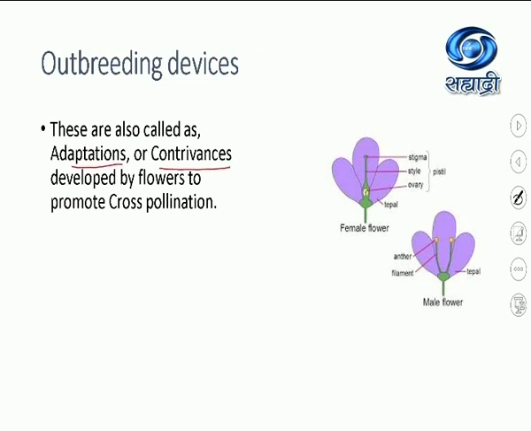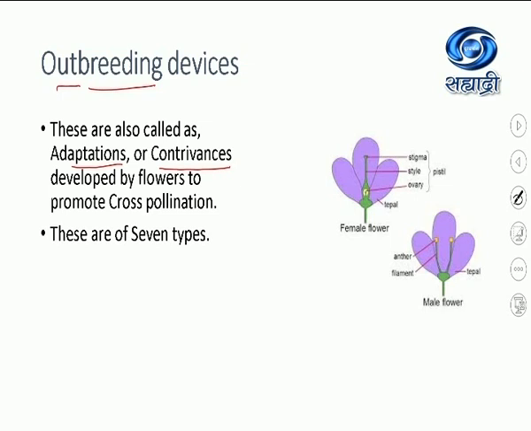Why? And who is developing? The flower is developing, for what? So that they can promote cross pollination. This is called an outbreeding device. Adaptations or contrivances developed by the flower to promote cross pollination. It means the flower is ensuring only cross pollination takes place, and self pollination should not take place. This is called outbreeding, cross pollination. Changes, adaptations, contrivances in the flower so that they promote cross pollination.